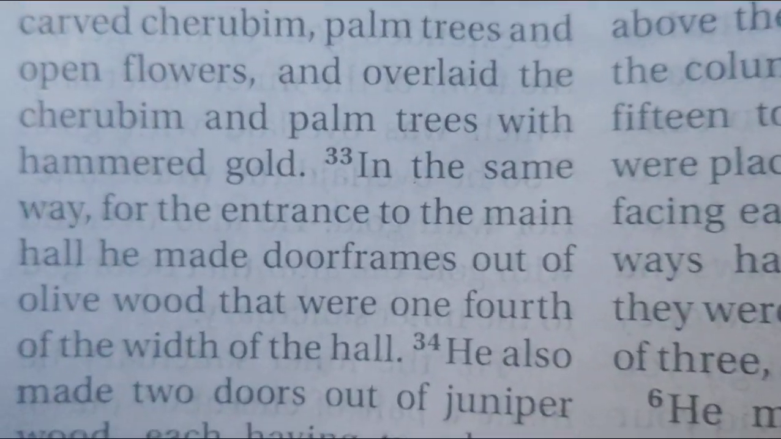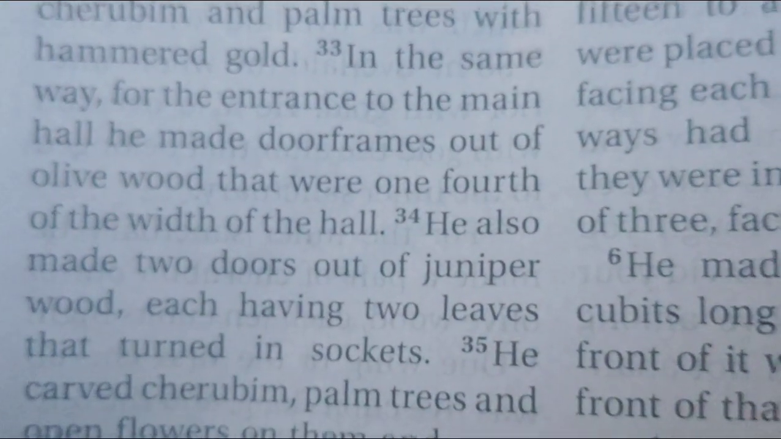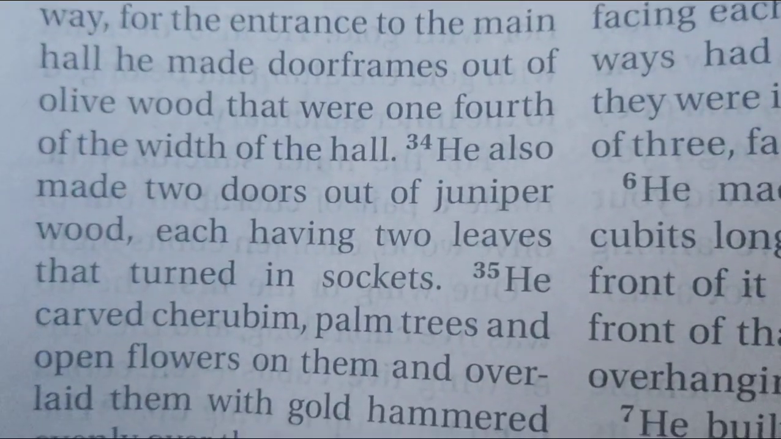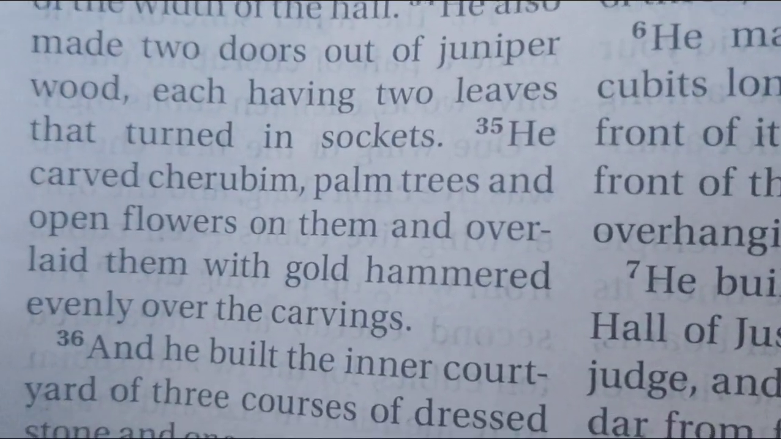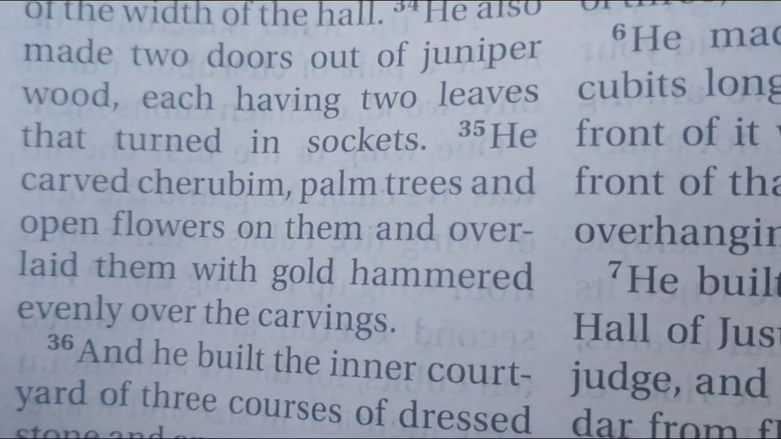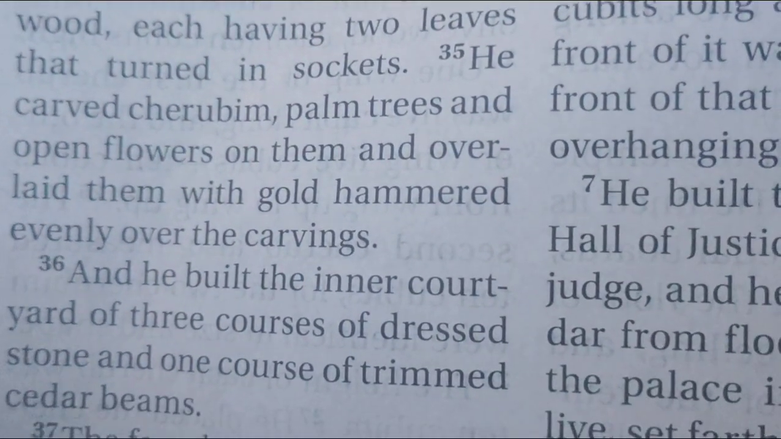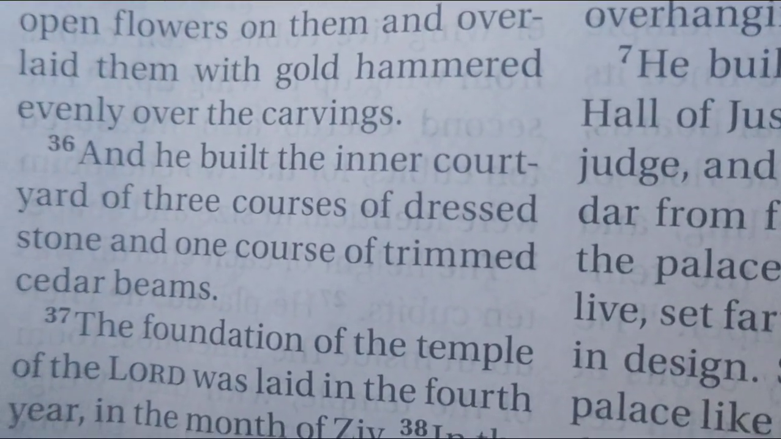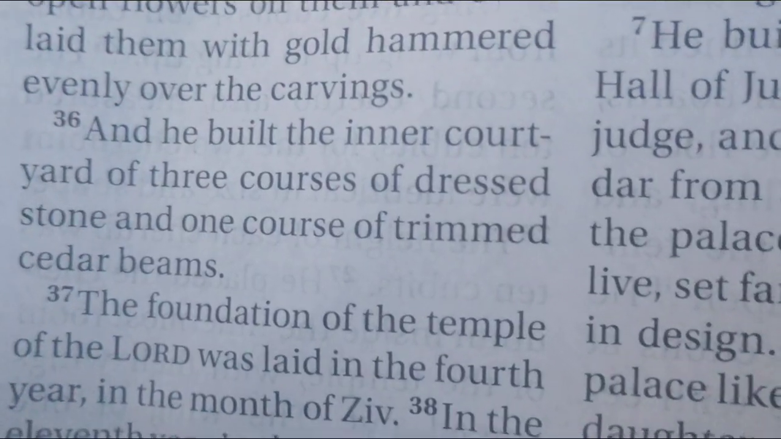In the same way, for the entrance to the main hall, he made door frames out of olive wood that were 1/4 of the width of the hall. He also made 2 doors out of juniper wood, each having 2 leaves that turned in sockets. He carved the cherubim, palm trees, and open flowers on them, and overlaid them with gold hammered evenly over the carvings. He built the inner courtyard of 3 courses of dressed stone and 1 course of trimmed cedar beams.